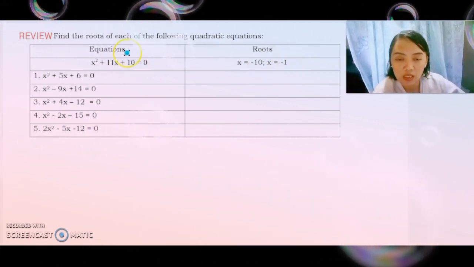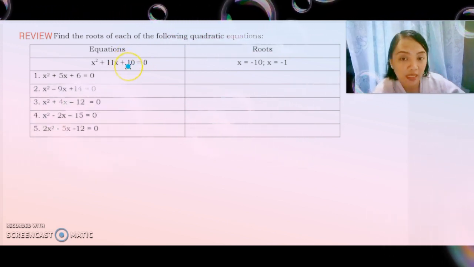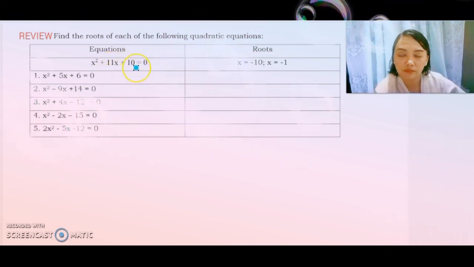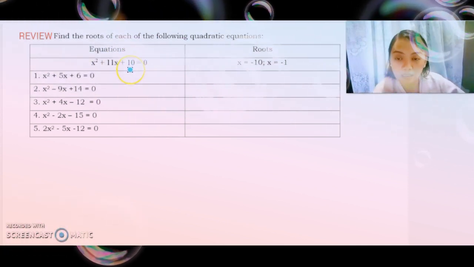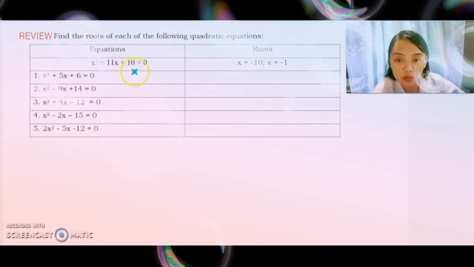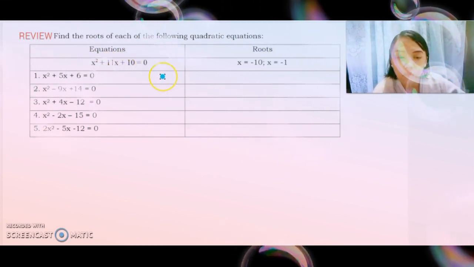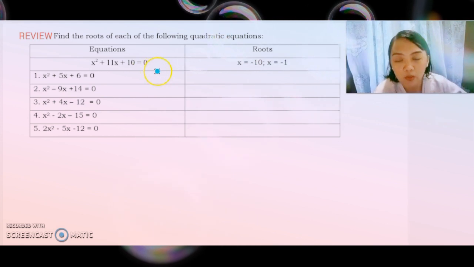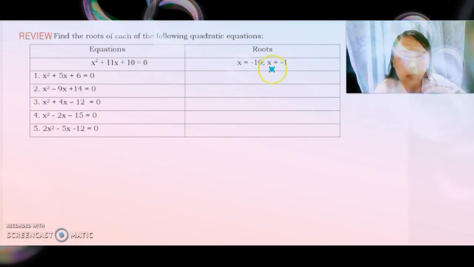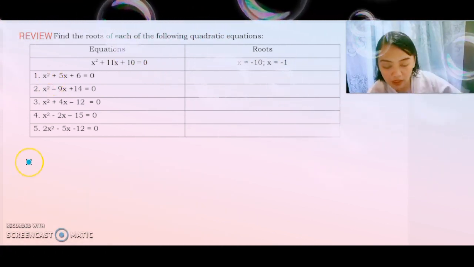What are the factors of 10 that if you add them, we will have positive 11? The factors of 10 are 10 and 1, because 10 times 1 is 10 and 10 plus 1 is equal to 11. So it becomes x plus 10 times x plus 1 equals 0. When we solve for x, this is the result.